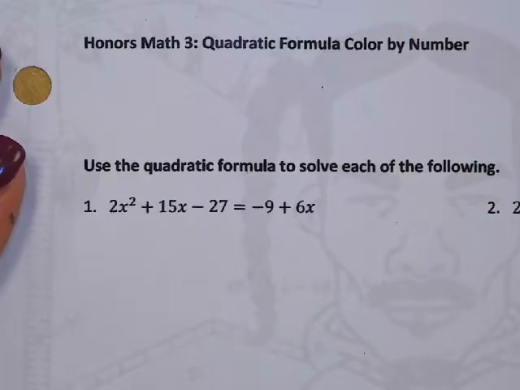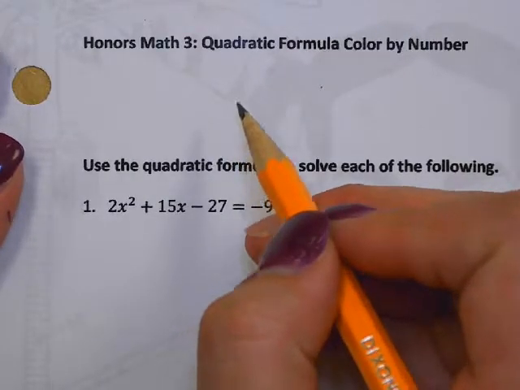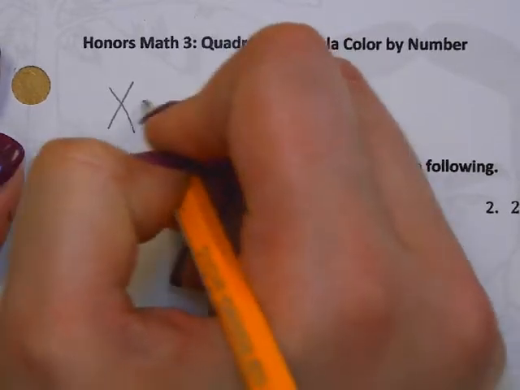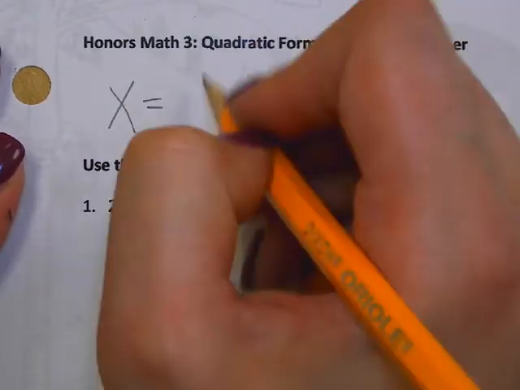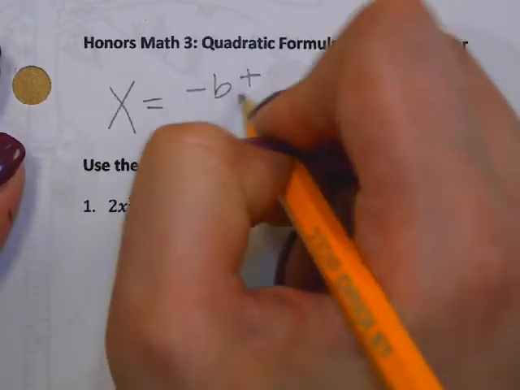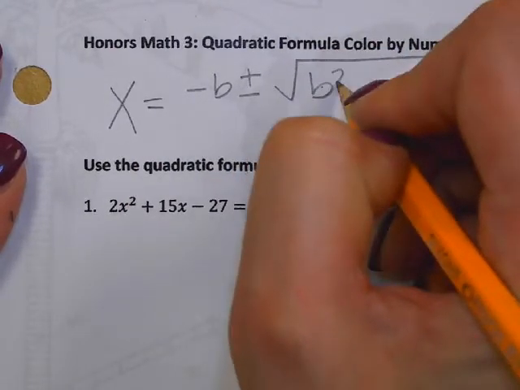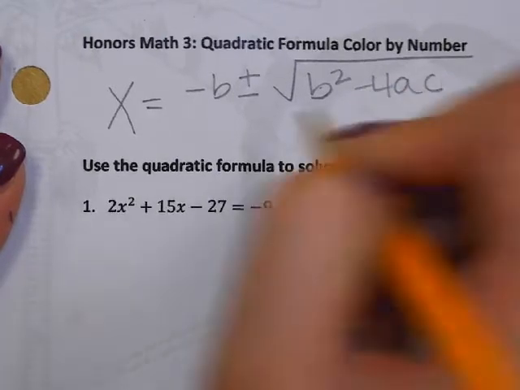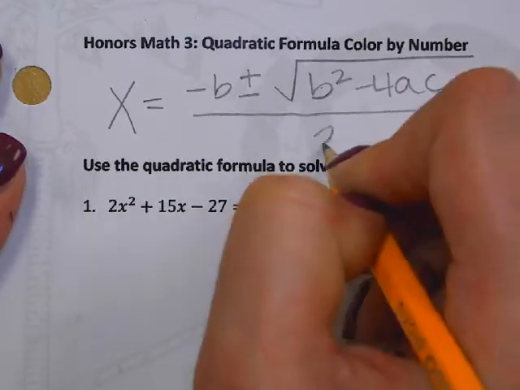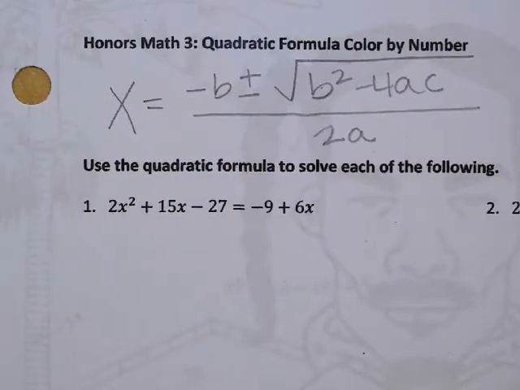All right, so at the top of your paper, so we can refer to it, we're going to write the quadratic formula. So x equals negative b plus or minus square root of b squared minus 4ac all over 2a. So there's your quadratic formula.